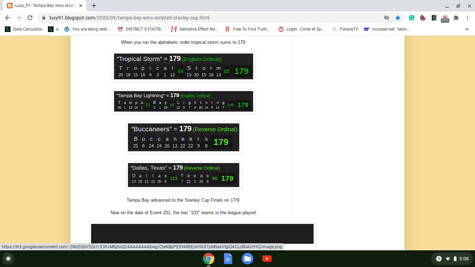They had 73 all-time playoff wins entering the playoffs. 73 plus 18 is 91. They had won the 2 games in the preliminary round that counted toward their 16 total in the Stanley Cup playoffs. So notice Buccaneers is also 179 like Dallas, Texas.